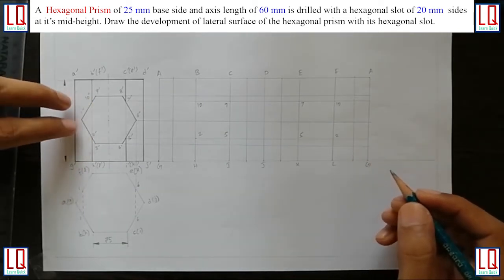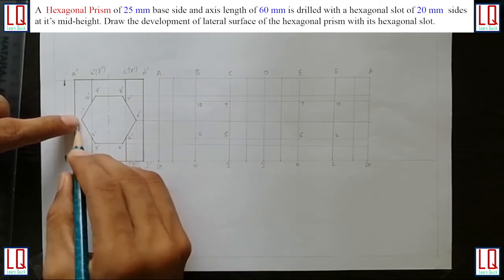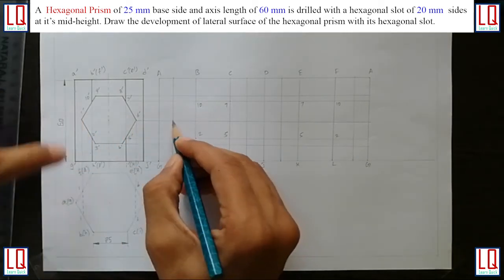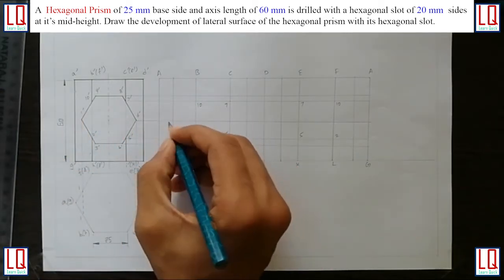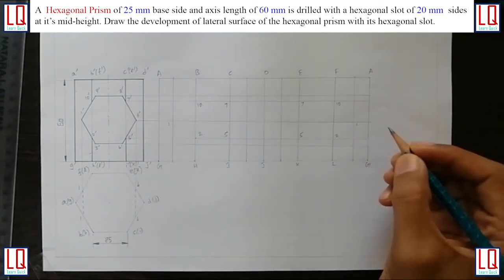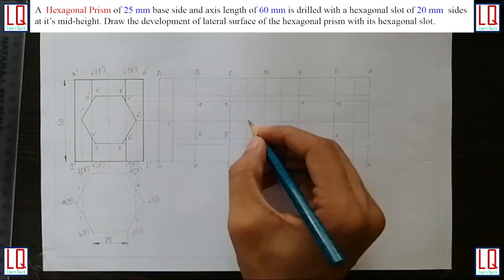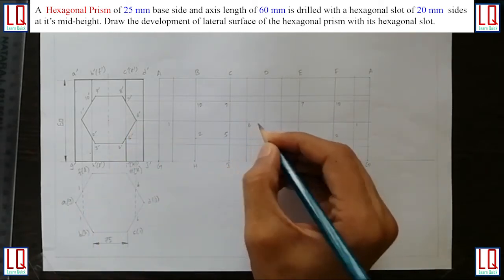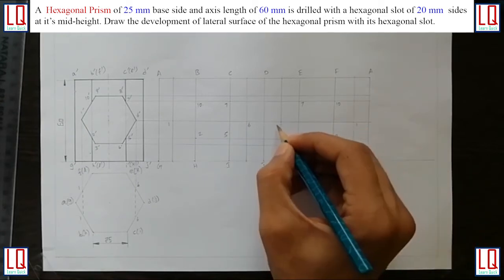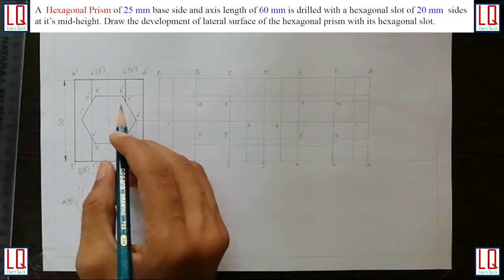Okay, so now I have to think for 1 and 6. Where is 1 available? 1 is available here. So this is 1 and similarly this point is 1. Then I have 6. Where is 6? Here I have 6 and even this point is 6.